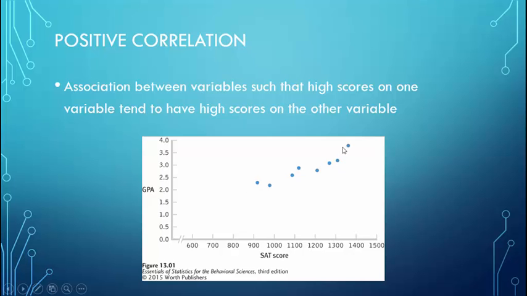A positive correlation is represented in a scatter plot by a line going upwards like this, slanting upwards from left to right. You can see how it's sort of doing that. That would let you know visually you're looking at a positive correlation.